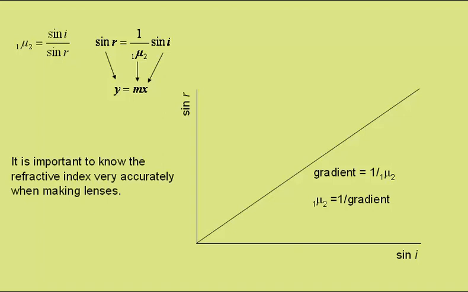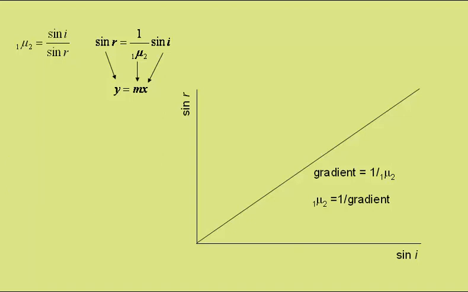It's important to know the refractive index very accurately when making lenses. We plot the graph this way round, so the independent variable is on the x-axis, the dependent variable on the y-axis.